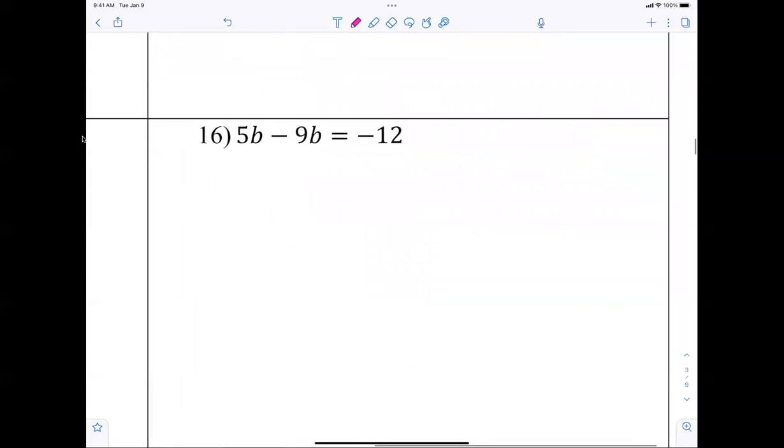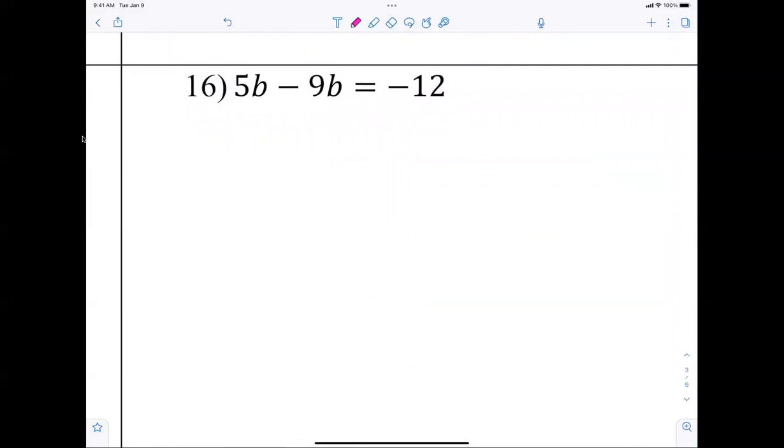All right. Next. Do you remember what to do here? Yes, combine terms. All right. Everybody look at 5b minus 9b. What is that? Yes, negative 4b. And so now divide by negative 4. So b equals 3. Now remember, anybody who doesn't know is supposed to be speaking up, guys. So you got to speak up. Any questions with number 16?